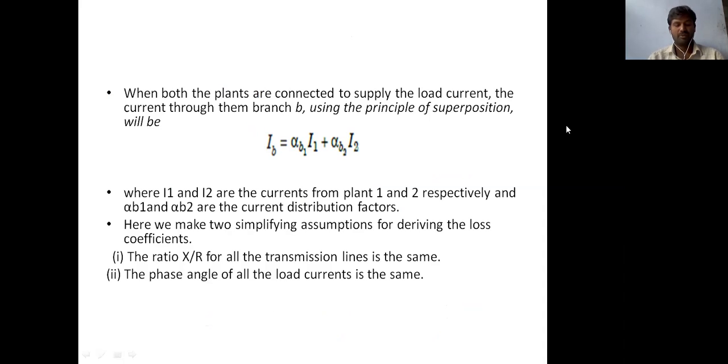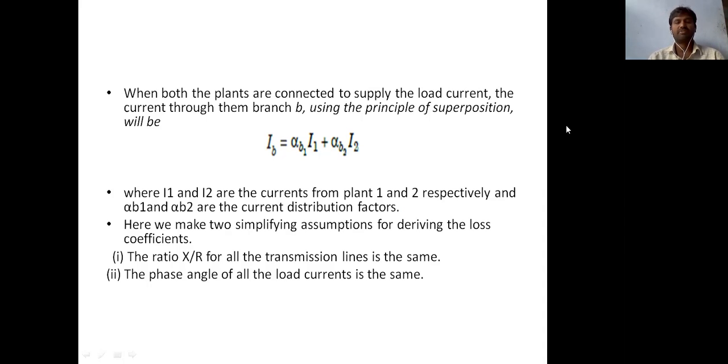What is superposition? The branch current in the transmission network is obtained by the sum of currents. So finally, the total branch current IB equals alpha B1 into I1 plus alpha B2 into I2, where I1 and I2 are the currents from plant 1 and plant 2 respectively in the above figure, and alpha B1 and alpha B2 are the current distribution factors. This is the equation of the total branch current.